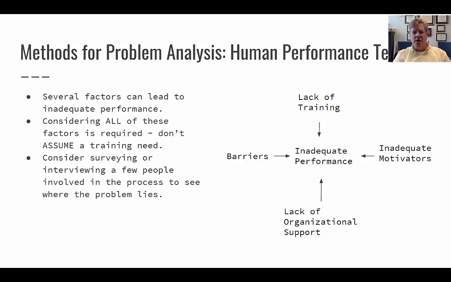So in this case, what you can do is you need to consider all the different factors, and we give a grouping of motivation barriers, lack of organizational support, or improper organizational structure, as well as lack of training. Look at all those things and try to determine where the performance deficit is caused from. You may need to interview people involved in the process, or maybe survey if it's a bunch of people involved in the process, and get some idea of where the real problem is before selecting an intervention to improve it.